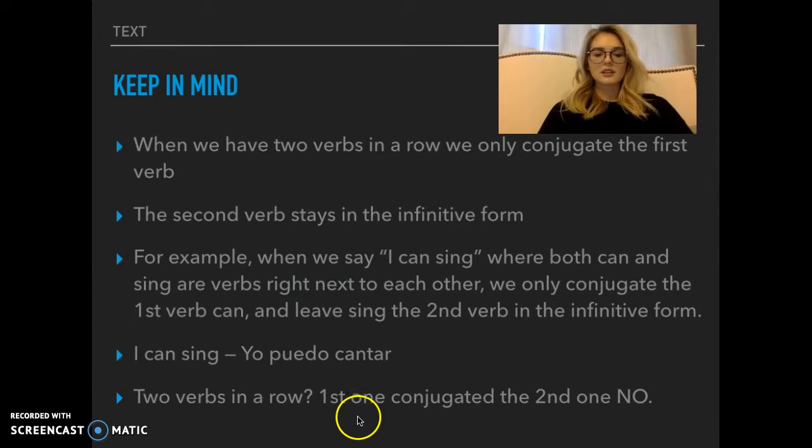Make note of this in your notebook. Write this down, this whole phrase, 2 verbs in a row, first one conjugated, second one no. But also go ahead and explain that to yourself. So that way when you refer back to it, you can remember what that was in reference to, and it actually is useful to have that information.